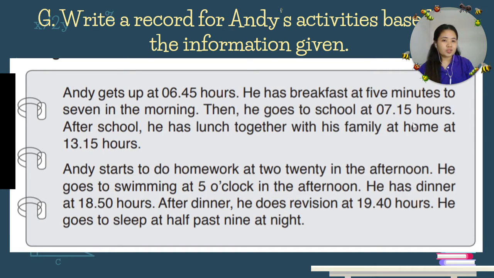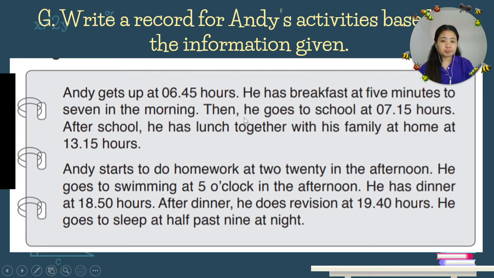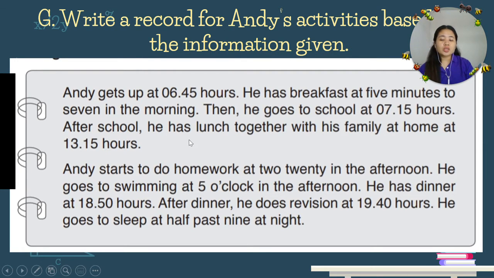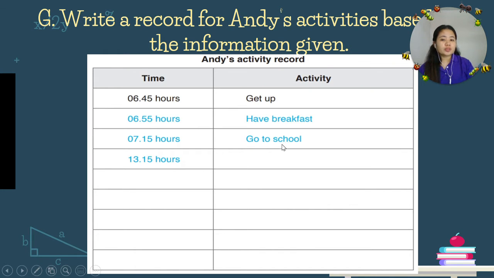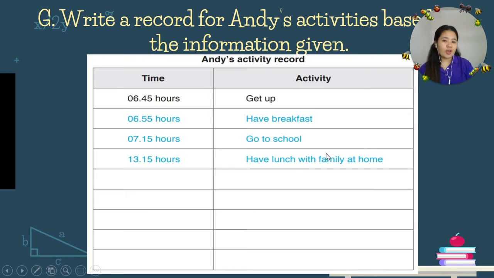Okay, so we're finished with the first time, then the next, then the third one. What will be the third time? Yes, 7:15 hours. So you write on the time 7:15 hours. What is the activity at 7:15? Yes, he goes to school. Good job. Next one, after 7:15, what did he do? After school, he has lunch together with his family at home at 13:15 hours. So you write 13:15. Then what is the activity? Has lunch. So, have lunch with family at home.